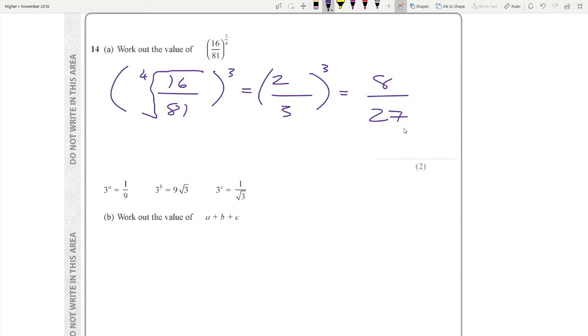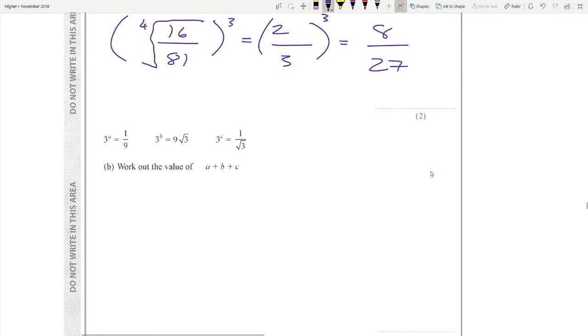Part B. We've been given 3 to the power of A is a ninth, 3 to the power of B is 9 root 3, and 3 to the power of C is 1 over root 3. Work out the value of A plus B plus C.